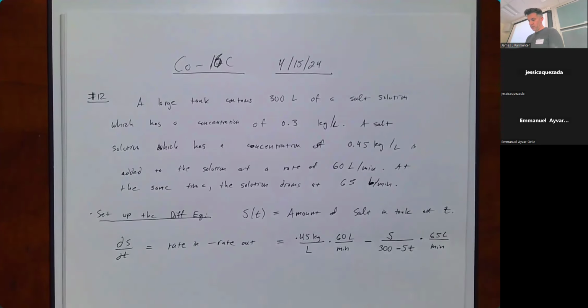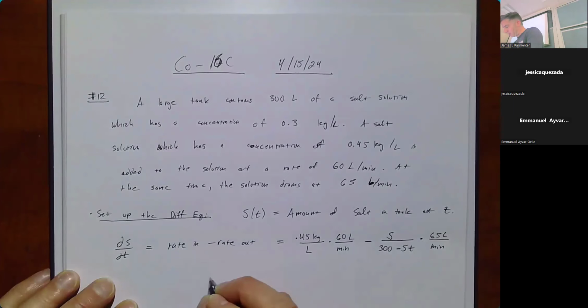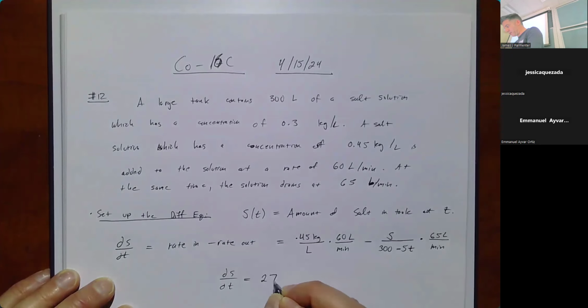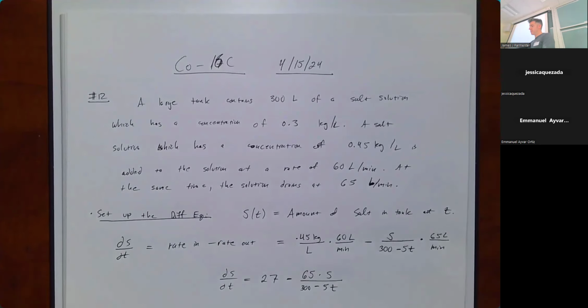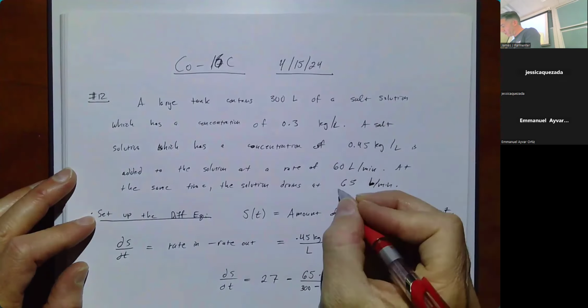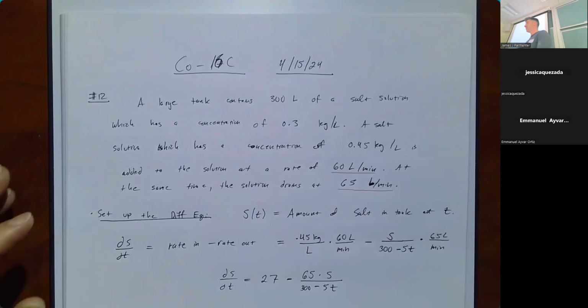Let's go do this here. So that's going to end up being that ds/dt is equal to 0.45 times 60, which is 27, minus, I would write this as 65 times S over 300 minus 5t. The 5 is coming from the difference between the 65 liters per minute that's going out and the 60 liters per minute that's going in. So every minute we're going to lose 5 liters.